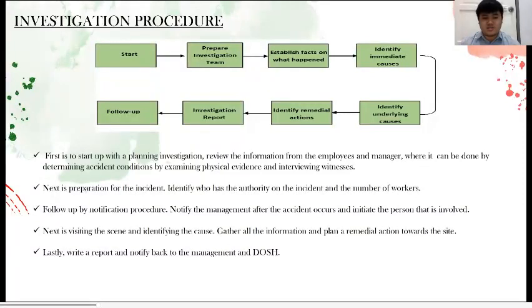Next is visiting the scene and identifying the cause of the incident. Gather all the information and plan a remedial action towards the site. Lastly, write a report and notify back to the management and DOSH.